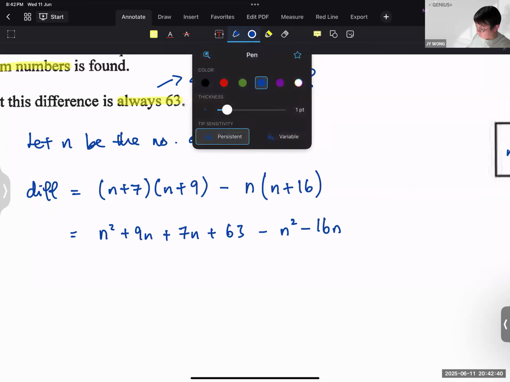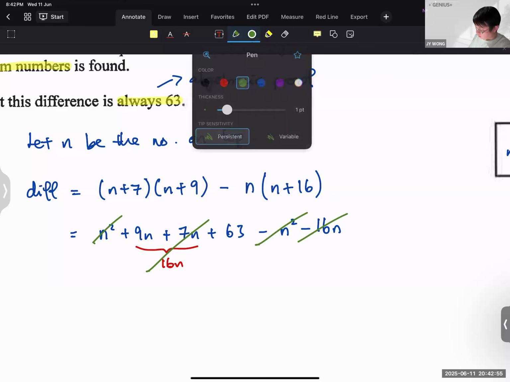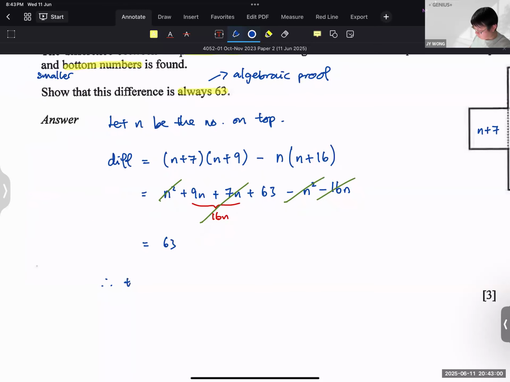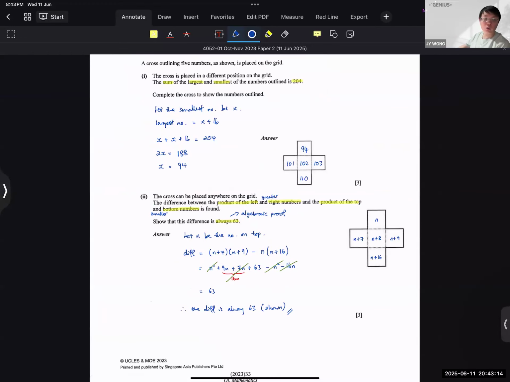Right? And this will just, you should know that this is 16n, right? And therefore, this will just cancel with this, right? And this will just cancel with this, right? And therefore, the result is just 63. Therefore, the difference is always 63. Like that, 3 marks. You look at how free these 6 marks are over here.